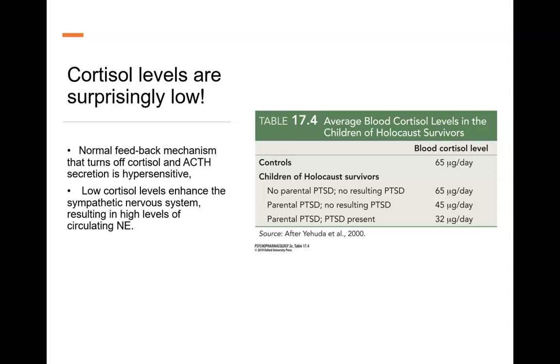So in particular, Yehuda and colleagues basically showed in high-risk populations of offspring of Holocaust survivors, those who developed PTSD themselves and actually had a parent with PTSD had the lowest levels of cortisol. So this is actually probably pretty surprising. The normal feedback mechanism might be hypersensitive. And we do know that low cortisol levels do enhance the sympathetic nervous system, ultimately resulting in higher levels of circulating norepinephrine, which might lead to those anxiety disorders.